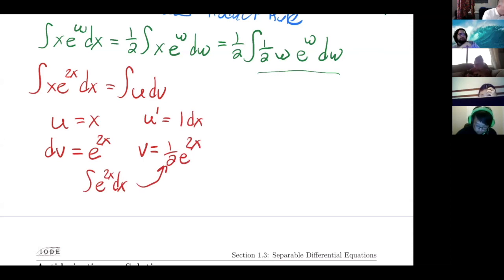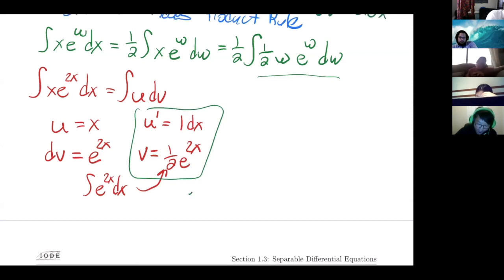And then what you hope to get after thinking about this is, will we be able to integrate u prime v at this point? And if you can, then it's going to be a success. And if you get an integral which is worse than the one that you started with, then you might want to try and flip around what you tried for u and v.